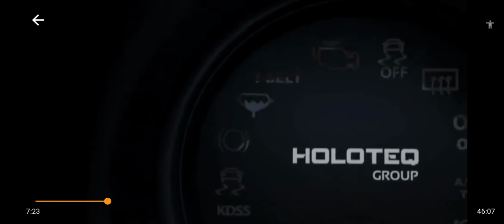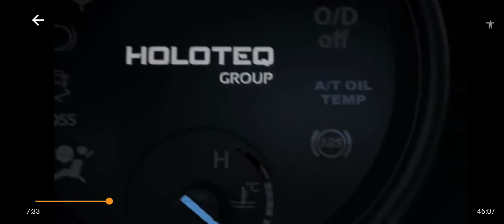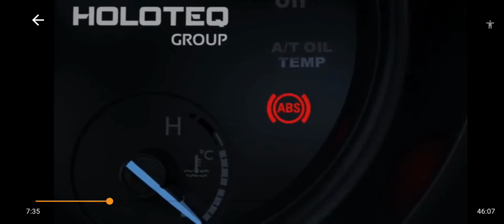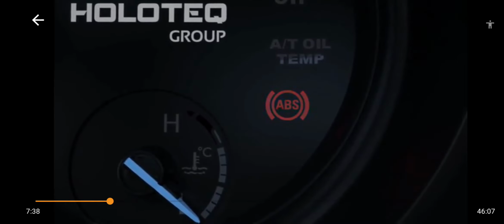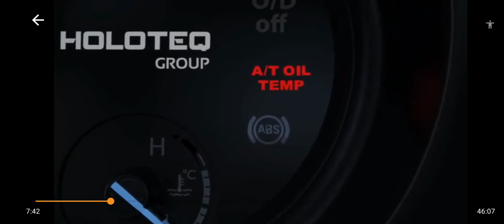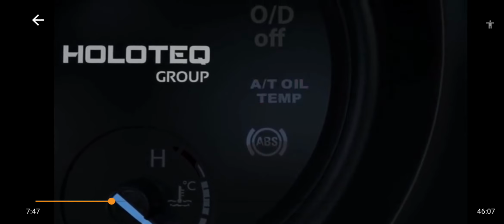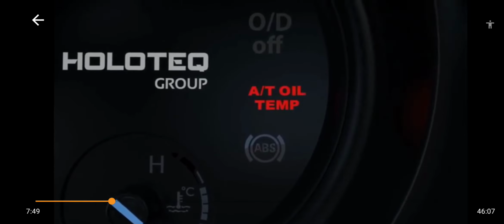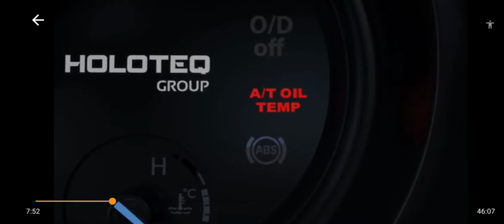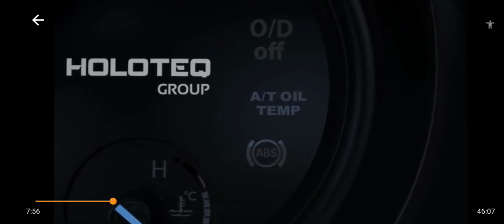T-belt indicator. The T-belt needs to be replaced as soon as possible. Wheel ABS warning indicator. It indicates the existence of a fault in the ABS system. AT oil temperature rise indicator. Stop the vehicle on P position, and when the indicator is turned off, you can move. In case the indicator is flashing, go to the maintenance workshop because there is a technical fault.